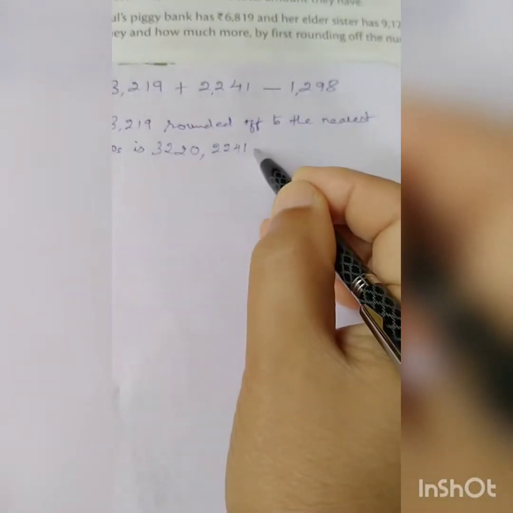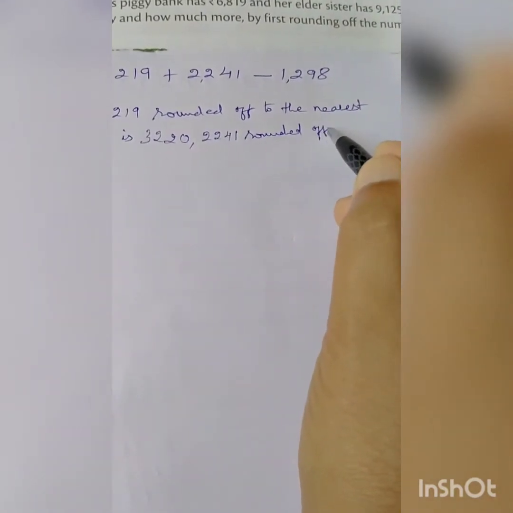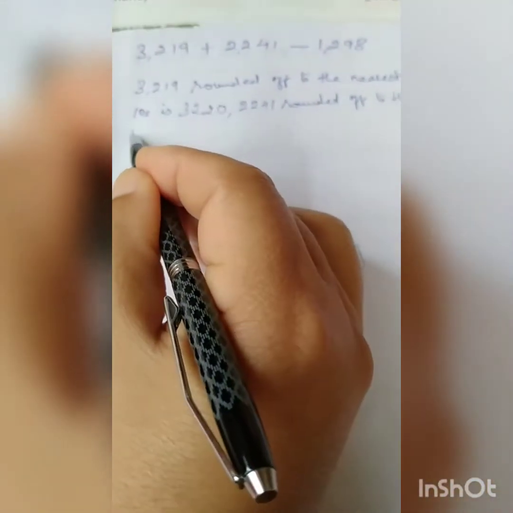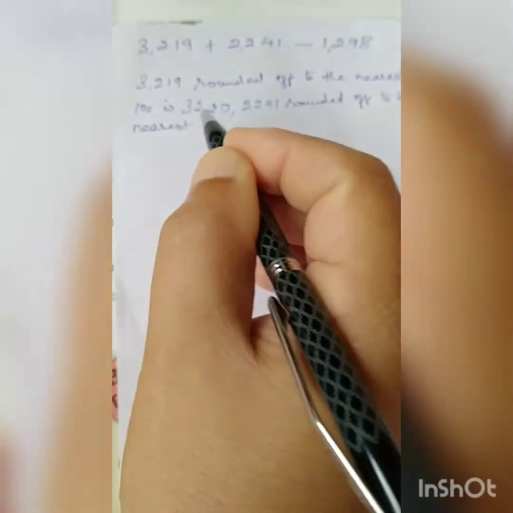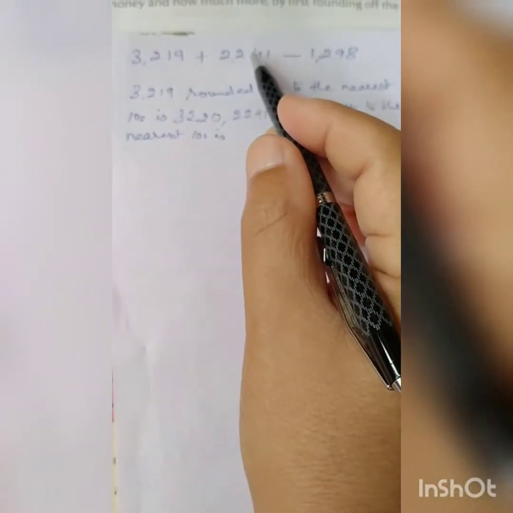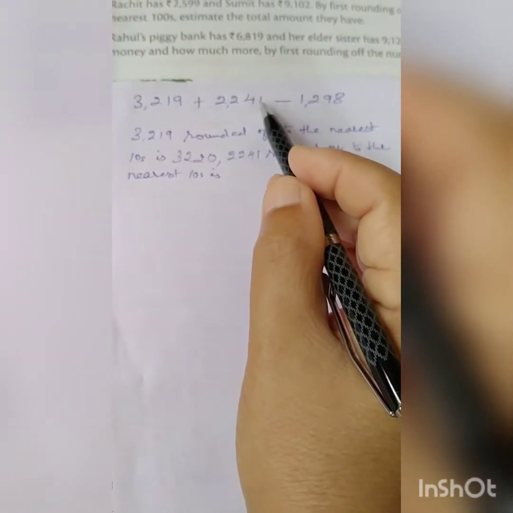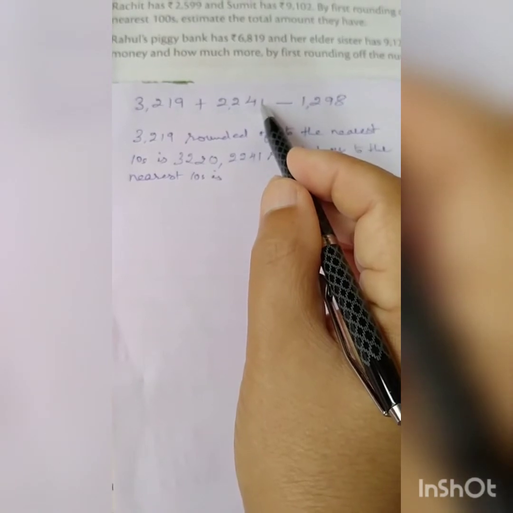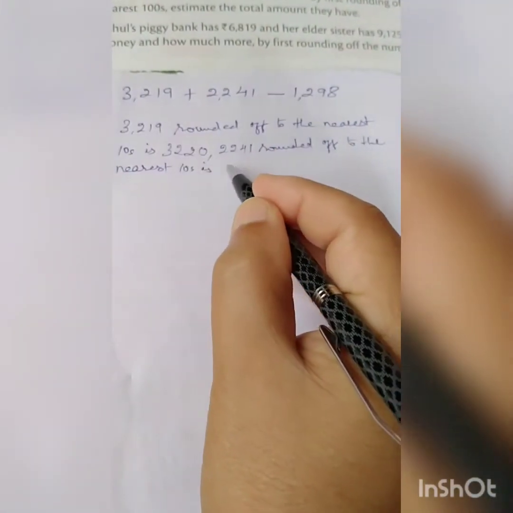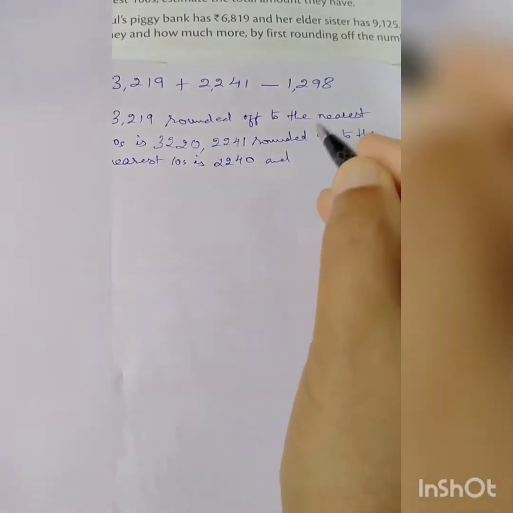Then another number, 2241, this also we have to round off to the nearest 10. The digit at the ones place is 1, that means less than 5. That means this will be written as 0 and the digit at the tens place remains the same. That means it will be 2240.